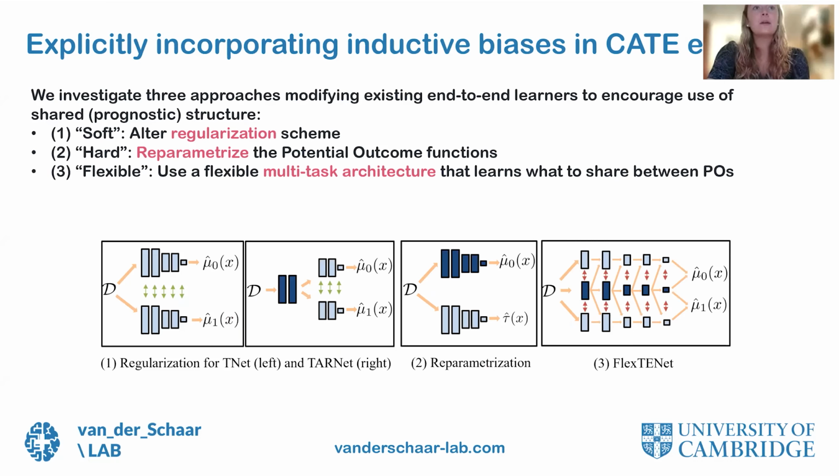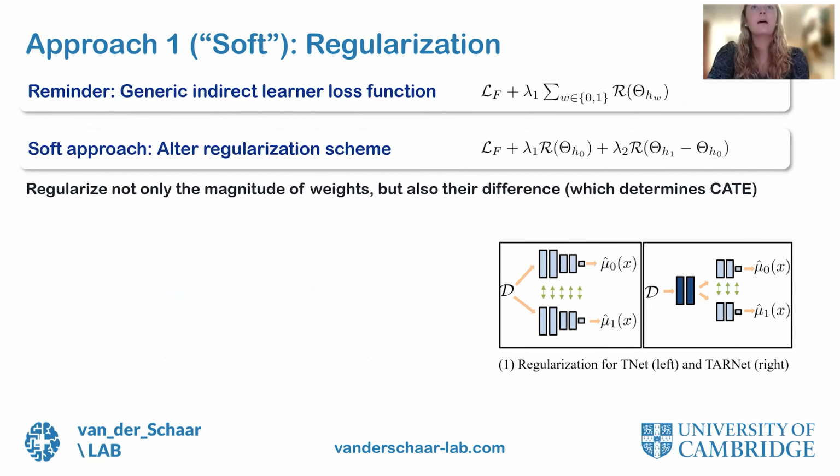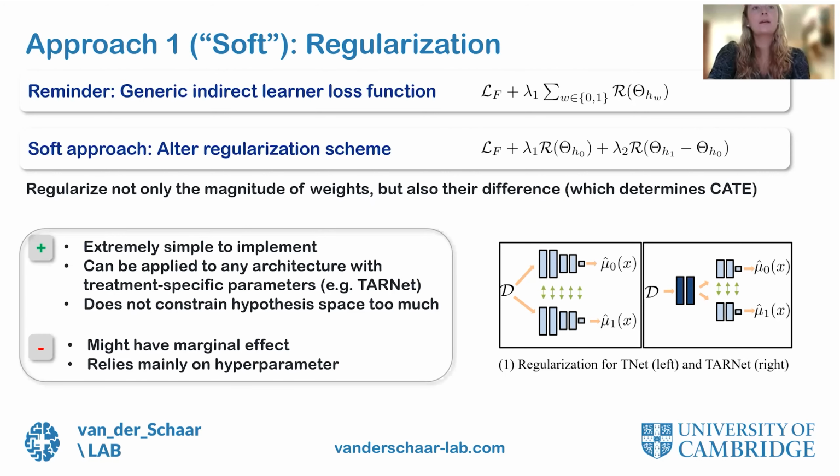So what we did in this paper is to investigate how to explicitly incorporate inductive biases into CATE estimation. And we investigated 3 approaches modifying existing end-to-end learning strategies to encourage the use of shared or prognostic structure. The first thing that we did is consider a soft approach, which is regularization. And here we simply altered the regularization scheme and regularized not only the magnitude of weights, but also their difference, which is really what determines the treatment effect. And this is really simple to implement. It can be applied to any architecture with treatment-specific parameters, but it might also only have a marginal effect.